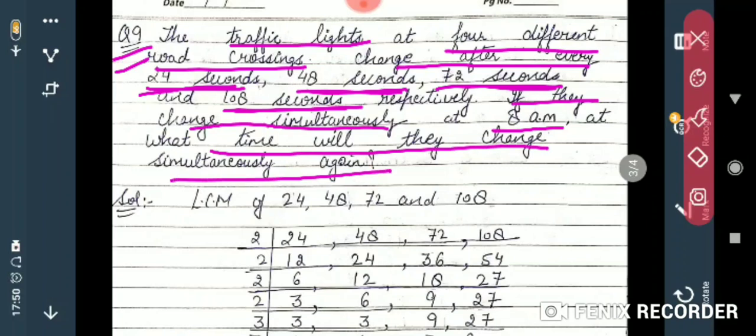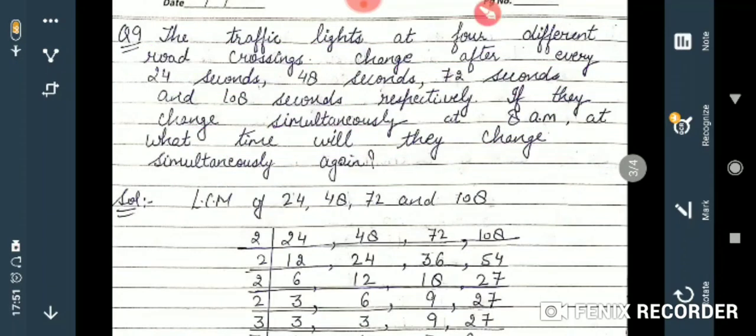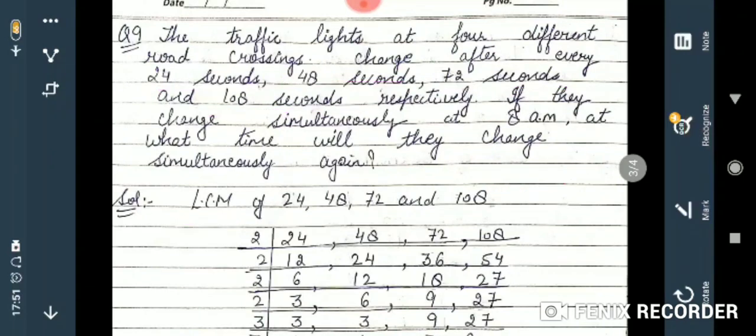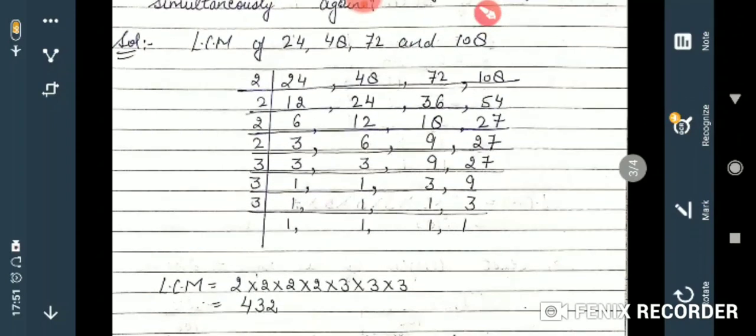So if they start changing from 8 am, then at what time will it change? First, just see 24 seconds, 48 seconds, 72 seconds and 108 seconds. These are given. What you will do is find the LCM of these given seconds. So how can we find the LCM?